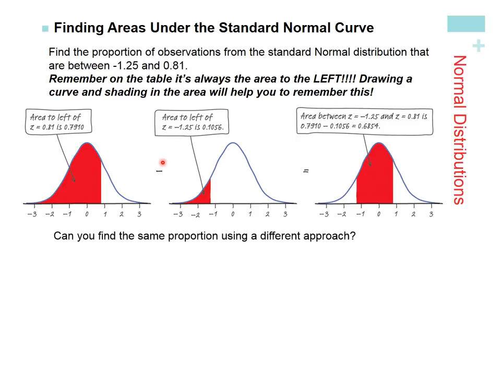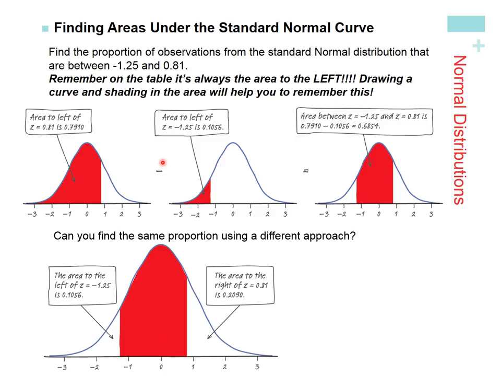Can we find the same proportion using a different approach? Sure. Another way to do this is I have my area shaded from -1.25 to 0.81. I already found that the area to the left of -1.25 is 0.1056. This is what I don't want. I knew that this whole area less than 0.81 was 0.7910. So I could figure out what this area was because it was the whole curve: 1 minus the whole area that I had in red up here gives 0.2090.